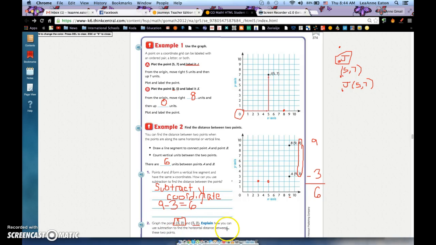And now we're going to answer the question of how we can use subtraction to find the horizontal distance. Are we going to subtract 2 minus 2 and do the y's? Are we going to subtract 3 minus 2? Or are we going to subtract 5 minus 2, or 5 minus 3? Sorry. Yeah, we're going to do 5 minus 3. We cannot do 3 minus 5 because you guys don't know how to do negative numbers yet. So for this, always put the bigger number first. 5 minus 3 is 2. So it's a 2-unit difference.